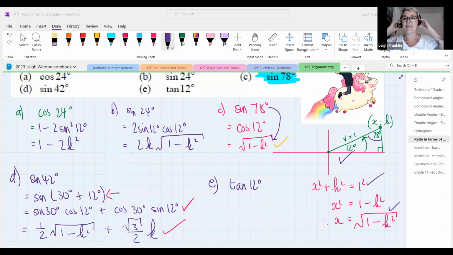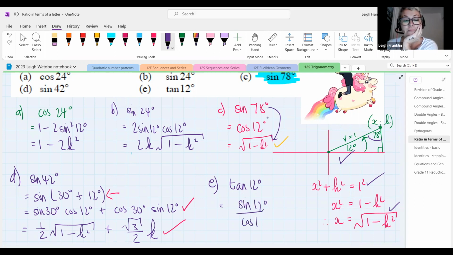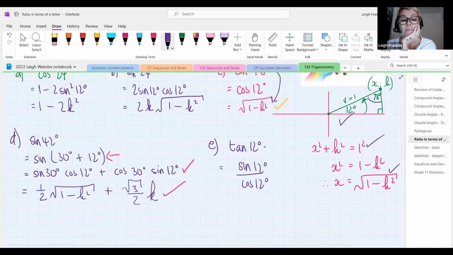Yes, ma'am. Can you hear me? I can hear you just fine. Okay, so ma'am, I'd like to do number E. Sure. I identified tan 12 degrees as sine 12 degrees over cos 12. And then I substituted it with k over root 1 minus k squared.